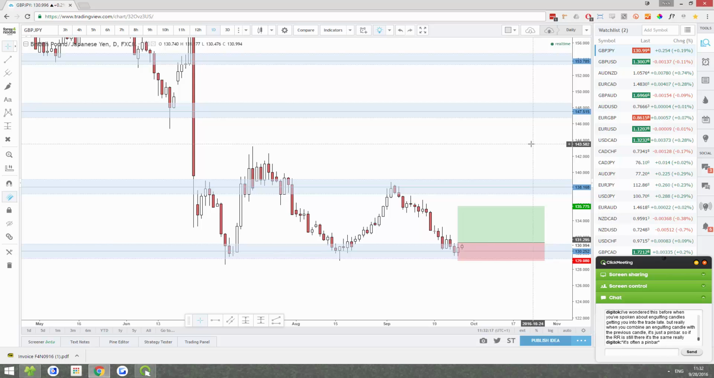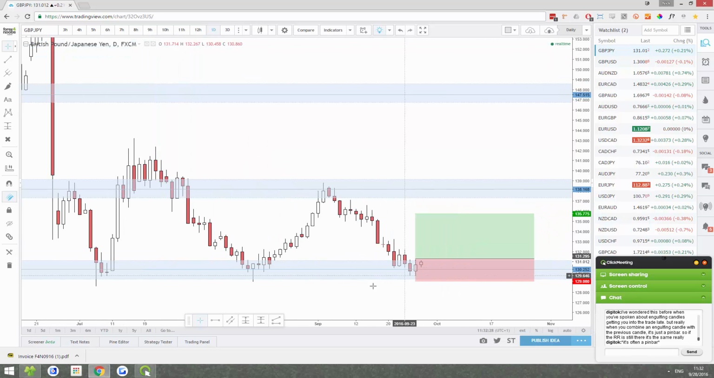I knew it at a sufficient level to be profitable, but now I'm getting better and better at it. And I'm also getting better at price action with time.